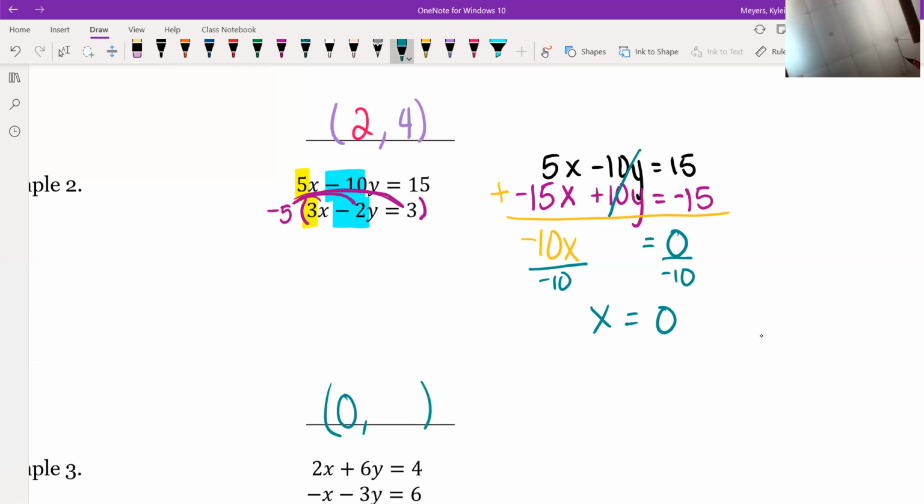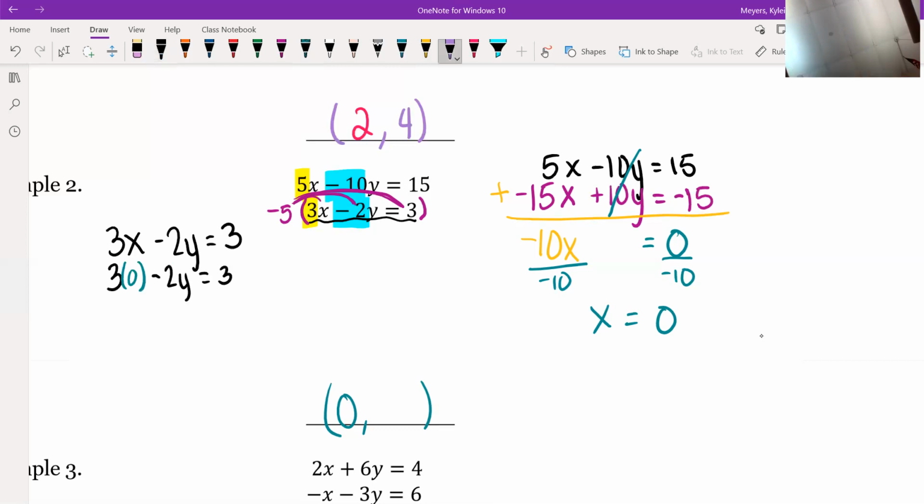So then we're going to plug this in to solve for y into one of the original equations. I normally just do the one with smaller numbers or the top one. In this case, I'm going to do the one with smaller numbers. So our smaller number one is this one. So we'll plug it in at 3x minus 2y equals 3. So we have x is equal to 0, right? So we have 3 times 0 minus 2y equals 3.